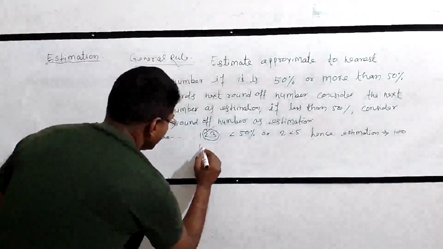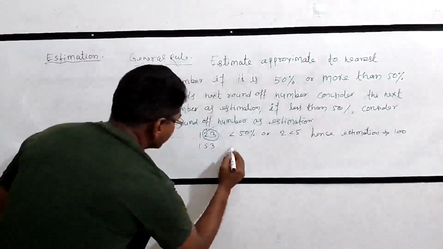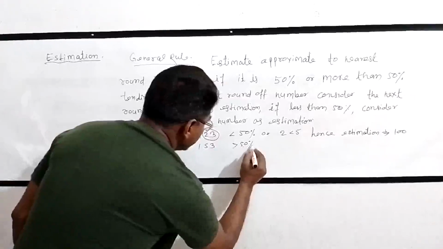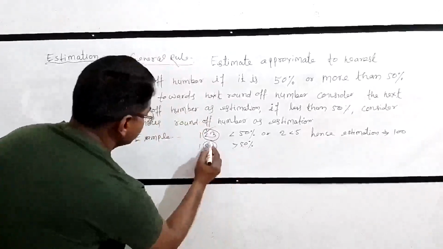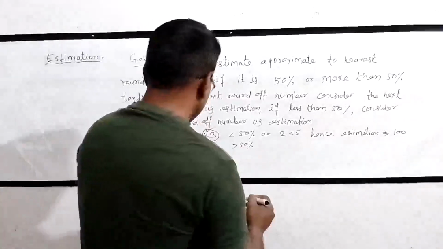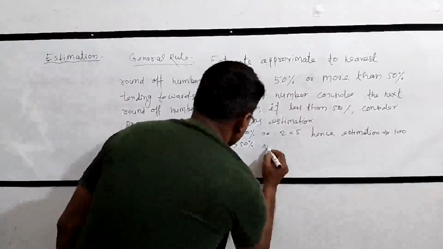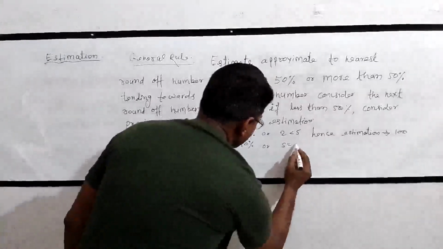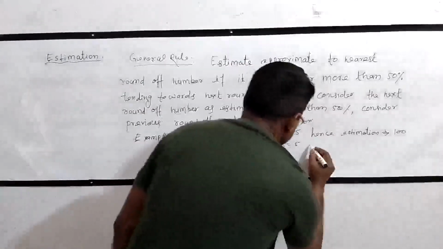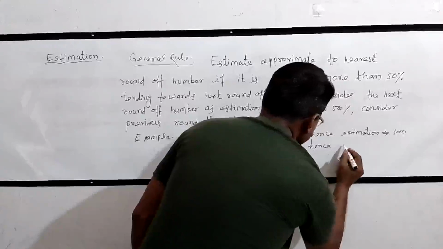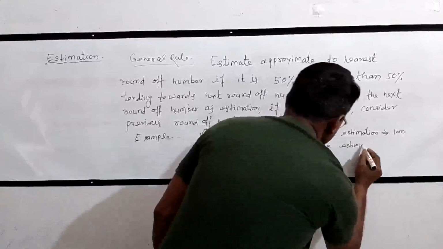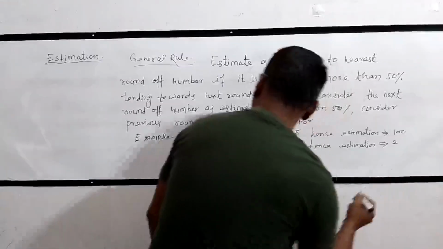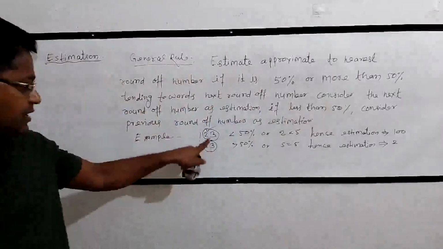And again, in 153 you are getting that it is greater than 50%. If you consider this figure 5, you will find that 5 is equal to 5, hence the estimation is 200. Here it will be 200, and here it will be 100.